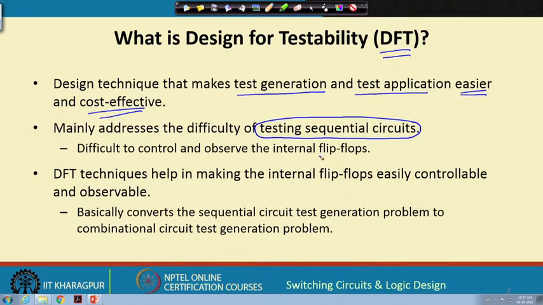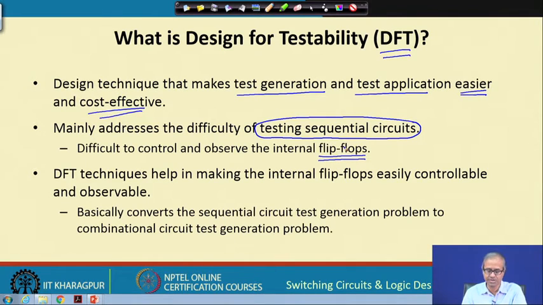And because flip flops are inside the circuit, from outside it may not be so easy to initialize them to any known values. We call it control and observe. The DFT techniques, particularly the one that we will be talking about, will make the flip flops easily controllable and observable. Controllable means you can initialize them to any value you want. Observable means we can read out the value of the flip flops whenever we want. Okay.